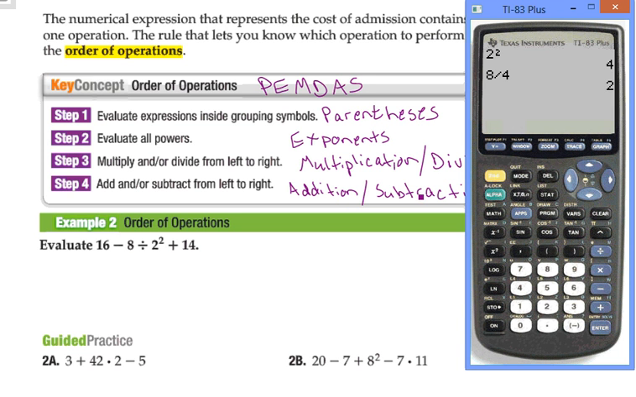Then I have to do addition and subtraction. Notice there are 2 in here, so I'm going to work left to right. So I should take 16. I should subtract what I got, which was 2.